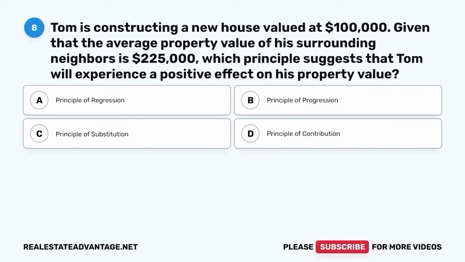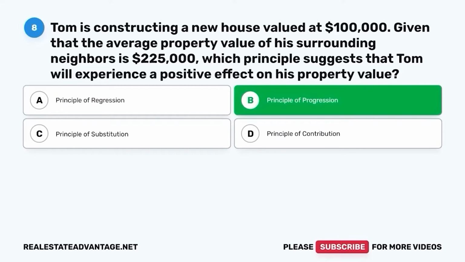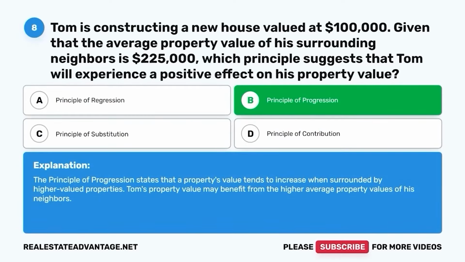Question 8. Tom is constructing a new house valued at $100,000. Given that the average property value of his surrounding neighbors is $225,000, which principle suggests that Tom will experience a positive effect on his property value? A. Principle of regression. B. Principle of progression. C. Principle of substitution. D. Principle of contribution. The correct answer is B. Principle of progression. The principle of progression states that a property's value tends to increase when surrounded by higher valued properties. Tom's property value may benefit from the higher average property values of his neighbors.